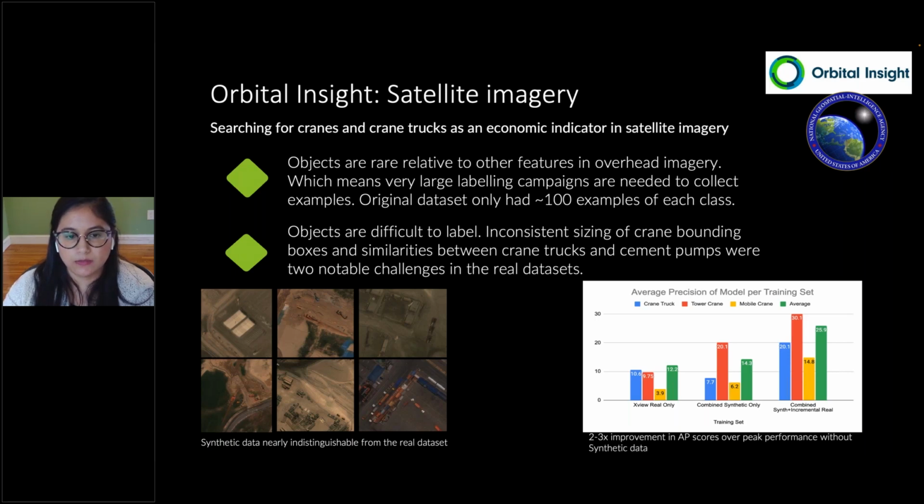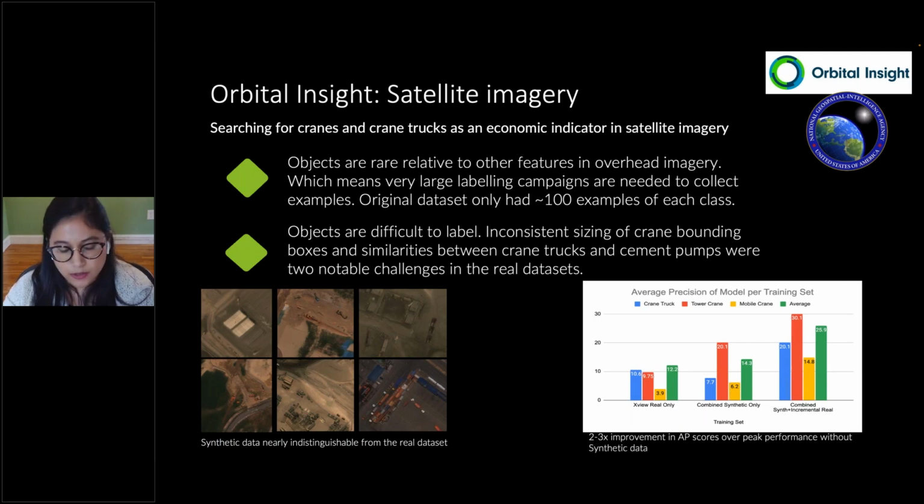And what we did was we filled the gaps with synthetic data. And you can see on the bottom left, there's 6 images, and these are all mixed with real and synthetic. It's really hard to tell which is synthetic and which is real. And we were able to supply several thousand more examples of each class. And we were able to increase the precision scores of the model. So on the right, you can see a graph that shows that the combined synthetic and real data led to 2 to 3 times improvement in AP scores with the peak performance. So clearly synthetic data helped.